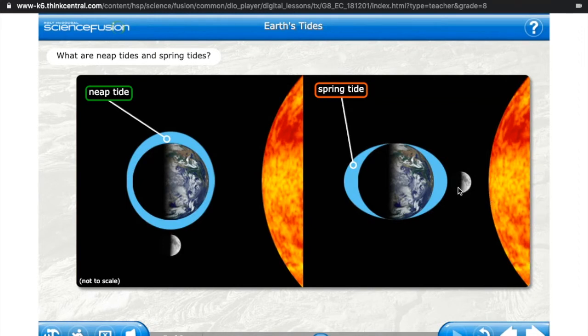And then for a spring tide, the way to remember it is: spring, straight, and strong. At a spring tide, the Earth, sun, and moon make a straight line, and you have very strong tides because of the gravitational pulls of the sun and moon overlapping each other. So that's all you need to know about neap and spring tides, and I hope that helps you with your activities this week.